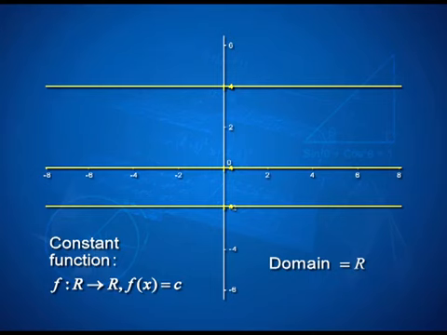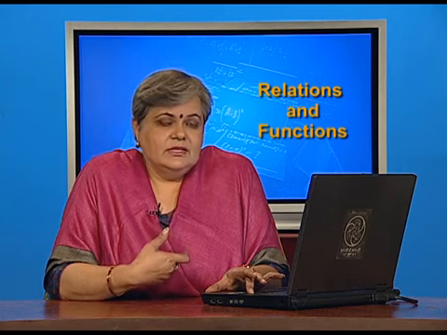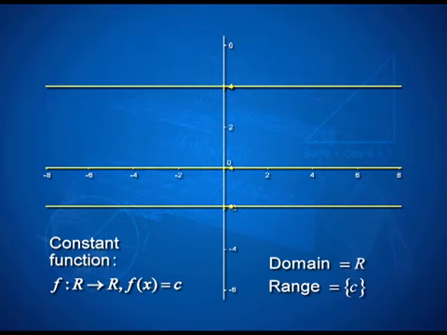I can process all real numbers under this function, and therefore, f is defined, as we say, for all real numbers. So, the domain is all real numbers. But the range, the output, will, no matter what x is, always be the c, the constant. So, the range is a single element c enclosed in the curly brackets, the set containing c.